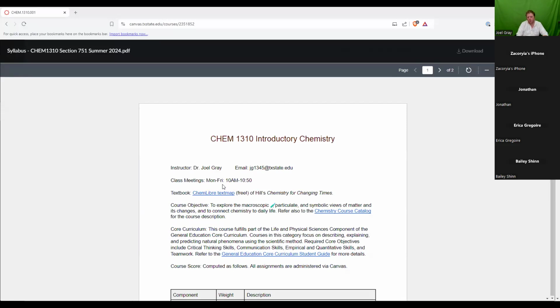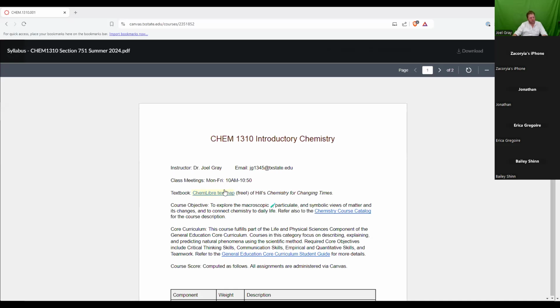We don't have a textbook for this class, or we don't have a textbook that you have to purchase. We have what's called an Open Educational Resource, an OER, and that's called Chemistry for Changing Times. We're basically going to be working through the first 6 chapters of this book. We're not going to go through them in the same sequence as what's laid out in the book, but we're going to work through it.